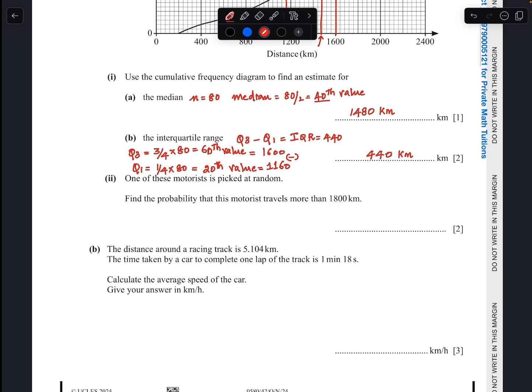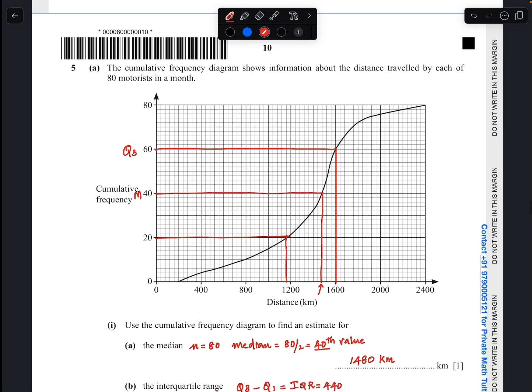Subdivision 2. One of these motorists is picked at random. Find the probability that this motorist travels more than 1800 kilometers. So we have to find out the motorists who are traveling more than 1800 kilometers. So this time we will find 1800 on the x-axis and draw a perpendicular to the graph, and then at that point look for the y.